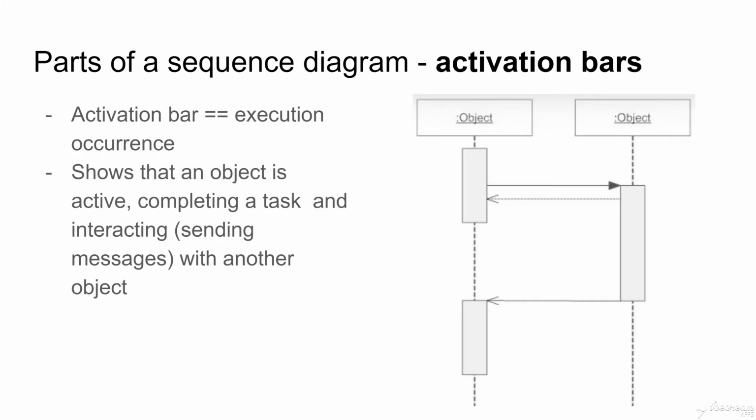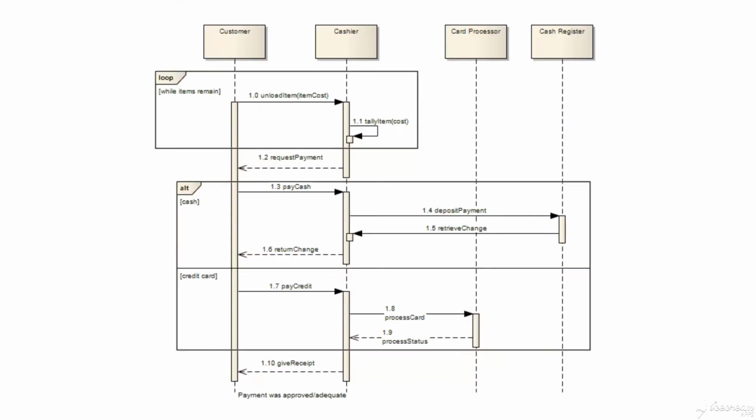The final part of the diagram that we'll need to know are the activation bars, which are also known as execution occurrences. These bars, shown as thin rectangles on the lifeline, are used to show that an object is active, completing a task, and interacting with some other object.